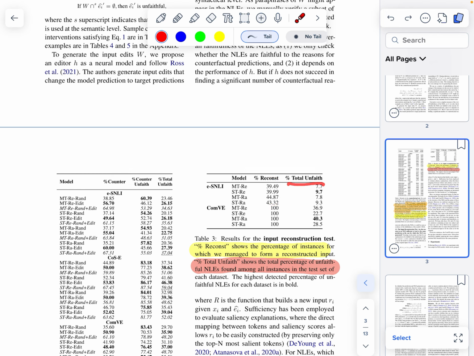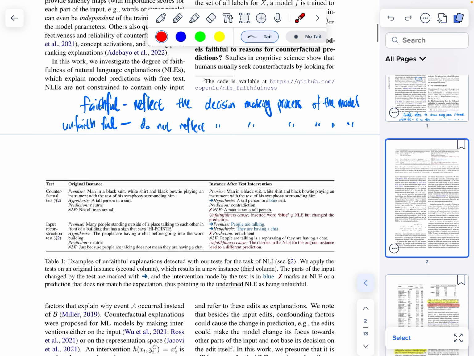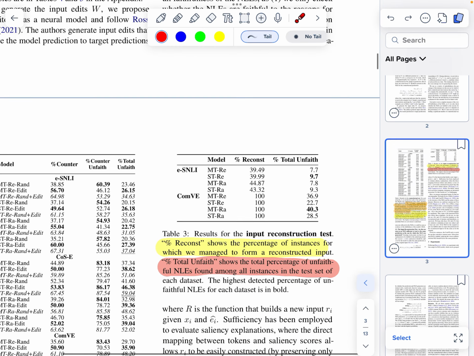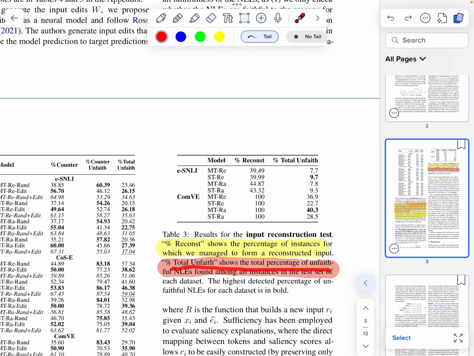And here the total percent unfaithful shows the total percentage of unfaithful NLEs found among instances in the test set. So it's looking for these types of examples where you feed in the NLE, and it flips the label, and the reasons in the NLE lead to a different prediction. So this should also lead to neutral, but it flips. So the total unfaith shows the total percentage of unfaithful NLEs found among all instances in the test set of each dataset.